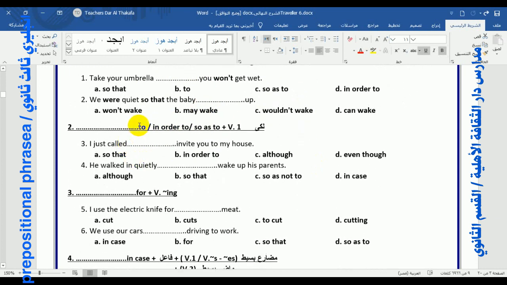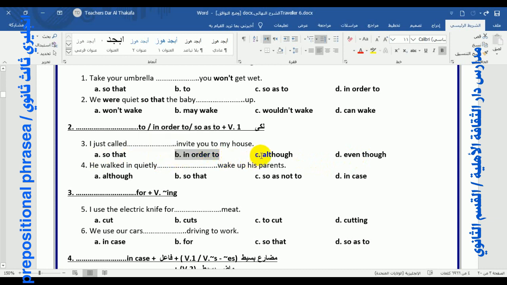And then number 2, also the first sentence comes, followed by to, in order to, so as to; all of these mean "in order to". To, in order to, so as to, followed by verb 1. Okay, I just called in order to invite you to my house. Invite here is verb 1, the first form. So that, in order to, although, or even though, so what is the connector? Followed by verb 1, yes, it's in order to.